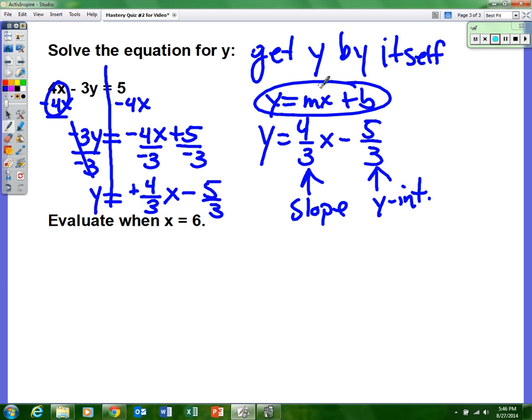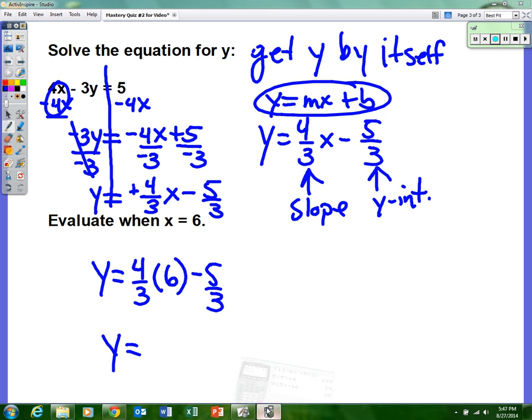All right, well, let's continue and finish this problem. So we are going to evaluate when x equals 6. Well, we just got done with that in Mastery Quiz number 1. So we are going to plug the 6 into x. So y equals 4/3. Remember, use parentheses for multiplication. 6 minus 5/3. Now, we can use the calculator to give us a little bit of help here. So don't be afraid to use the calculator.